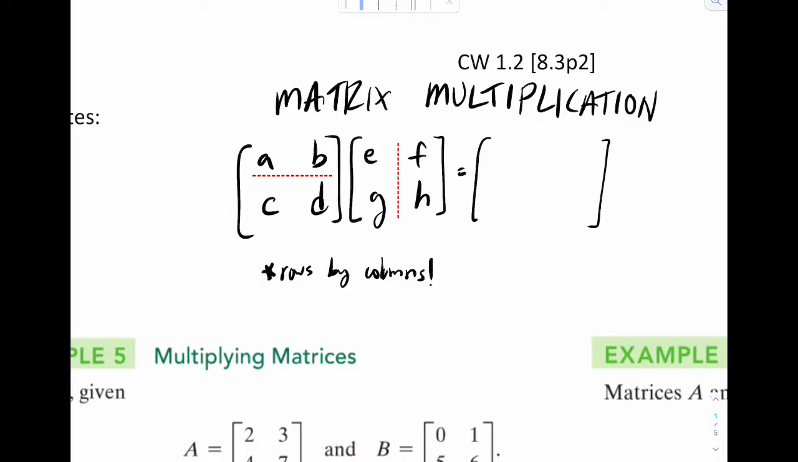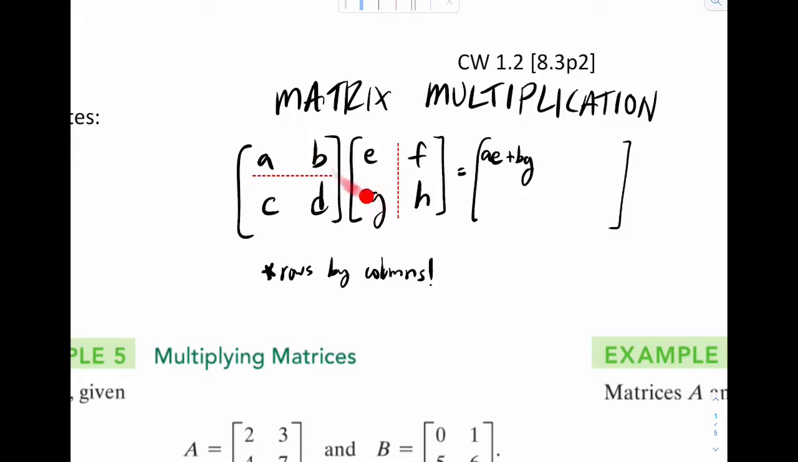Now the way it works is you multiply the elements in the first row to the elements of the first column to get this entry. So for example, this top left would be AE plus BG. Now what's really interesting is that you'll notice you only use each element one time in the multiplication. It's not AE and AG. Once A and E are multiplied together, you no longer use them.